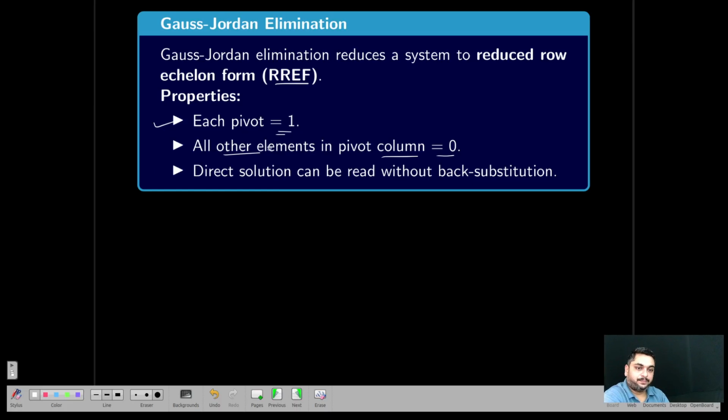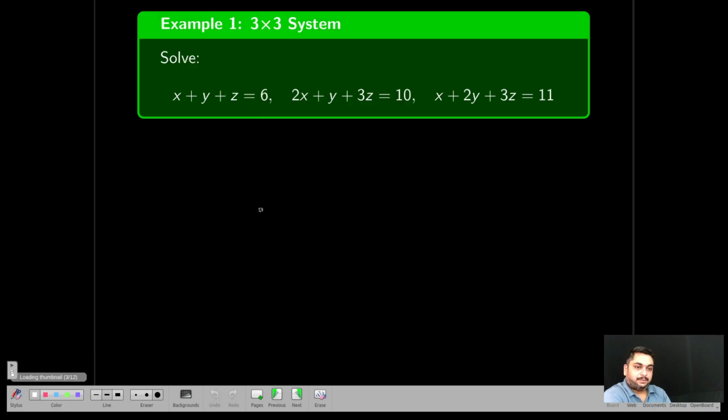Each pivot is 1. So even if you are not getting 1, divide, multiply, or add something and then subtract to make it 1. All pivot elements should be 1. So same example, if I convert the same example, the final RREF form I got was something like this: 1, 1, 1, 6, 0, minus 1, 1, minus 2, 0, 0, 3, 3.